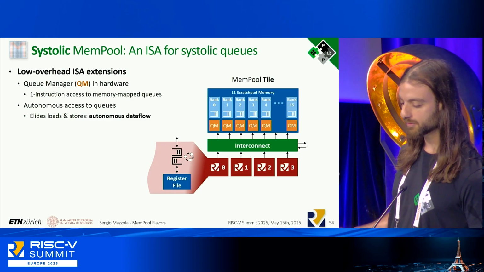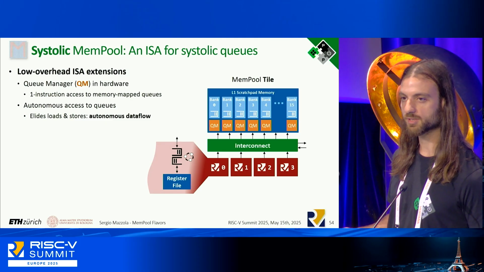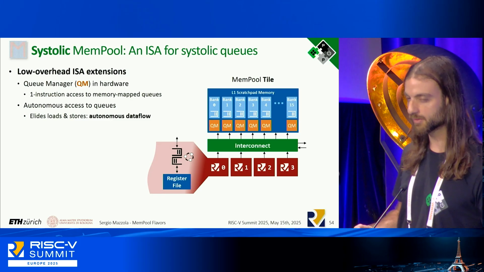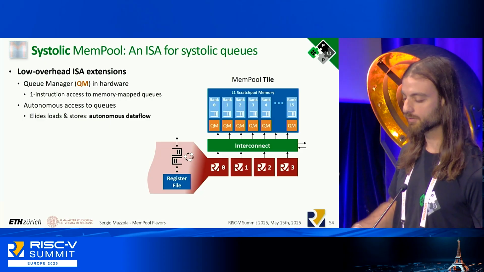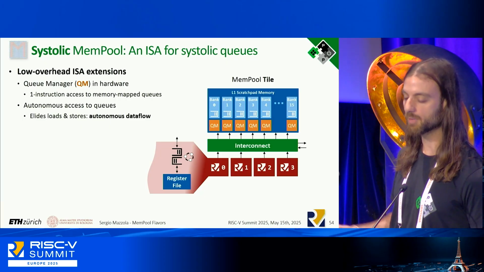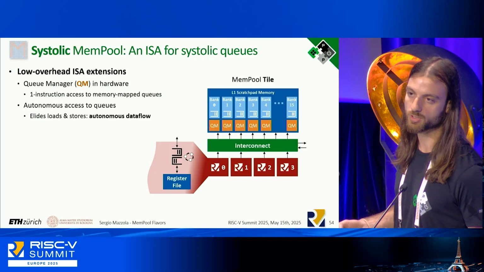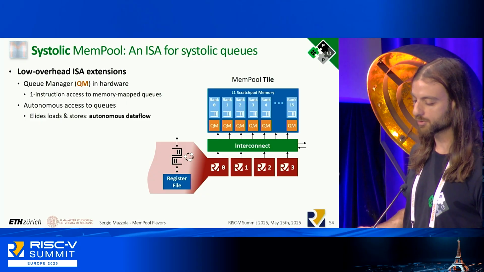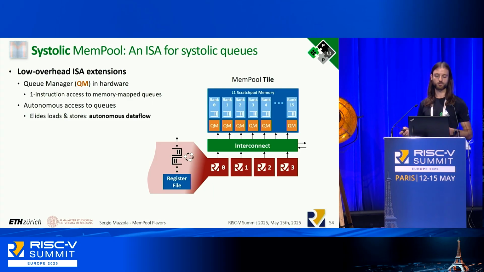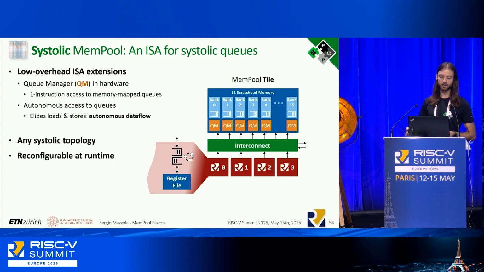Moreover, we implement within the cores some logic to automatically refill the register file of the cores with the data from the memory-mapped queues. And this actually cancels every need for load and store operations and implements a systolic autonomous data flow. Like this, we can efficiently implement any systolic topology in our cluster, which is also dynamically reconfigurable at runtime.